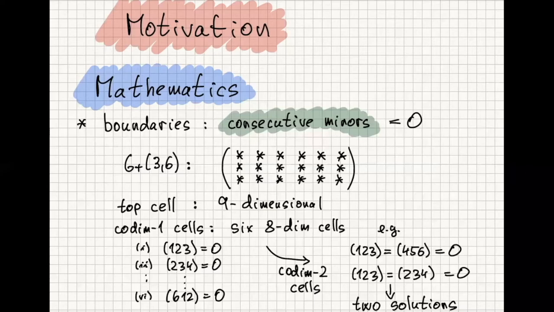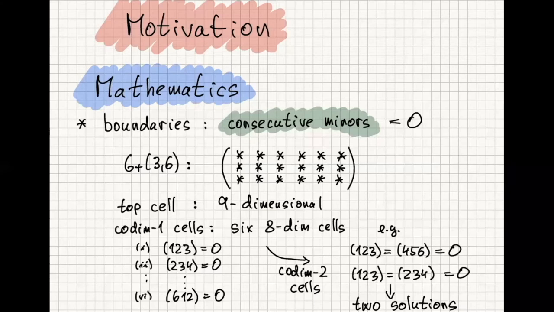So it's not enough to say which minors you send to zero; there is some additional information you have to give. For example, for this G+(3,6) positive Grassmannian, if you set minors 1,2,3 to zero and 2,3,4 to zero, there are 2 solutions, so you have to further label which solution you have in mind. Both of them are possible. Both of them are different 7-dimensional cells.